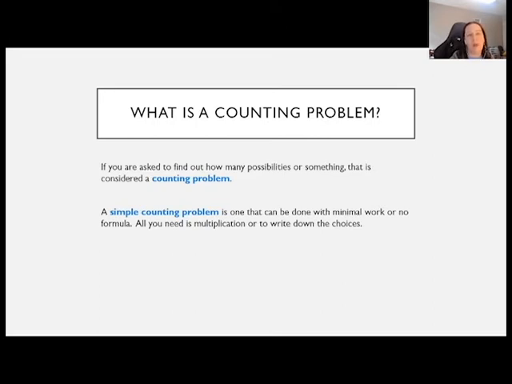And a simple counting problem is one that you can do by either listing all of the possibilities, or maybe you just have to do some multiplication and you don't have to really use any complicated formulas or anything like that. That's what makes it simple.